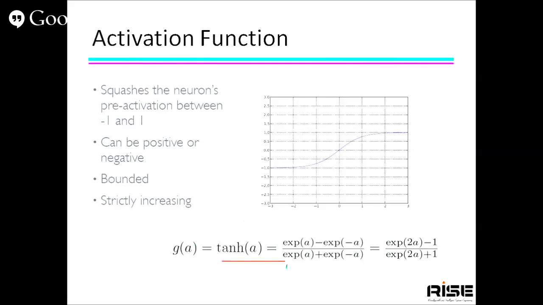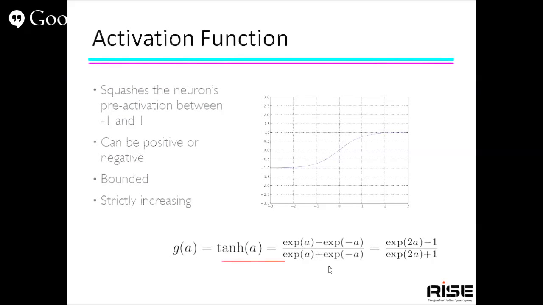The next activation function is tanh. Tanh of a is given by this formula: exponential of a minus exponential of minus a, divided by exponential of a plus exponential of minus a.